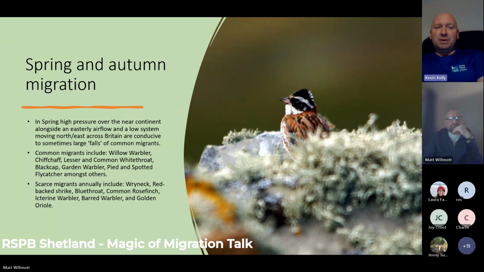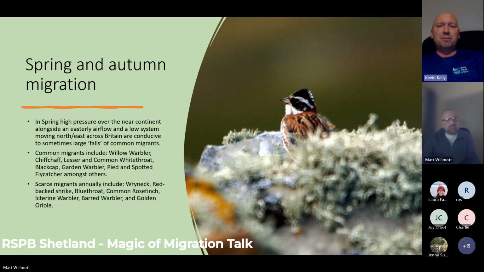But what often happens is, as they're making that journey, they'll hit a fast moving or slow moving low pressure system, which means it's normally drizzle or rain, and they basically need to come down rather than fly through that. And that's where, with an easterly airflow, you get the vast numbers of birds moving through Central Europe. They will then be pushed across into the UK and then onto the Scottish Islands and up to Shetland as well. And we often get massive, what people call, falls of common migrants.